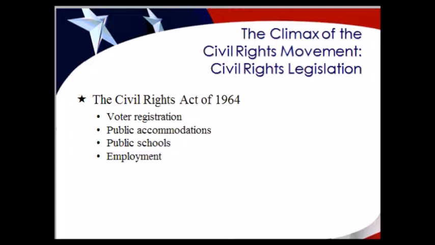It authorized the Department of Justice to initiate lawsuits to desegregate public facilities and schools. Prohibited discrimination in employment on grounds of race, color, national origin, religion, or gender. All these things sound great, right? But in 1964, this was a very difficult act to get through the Senate.